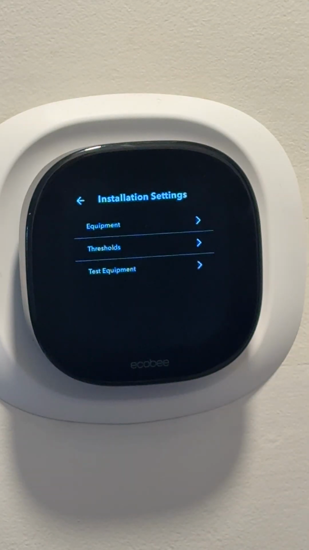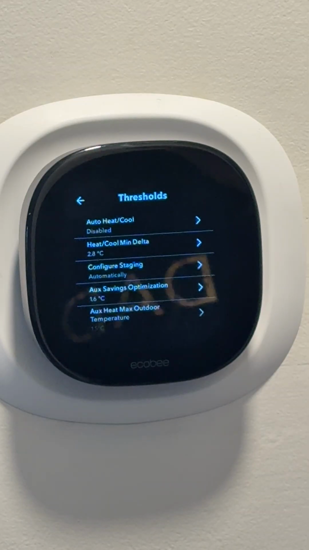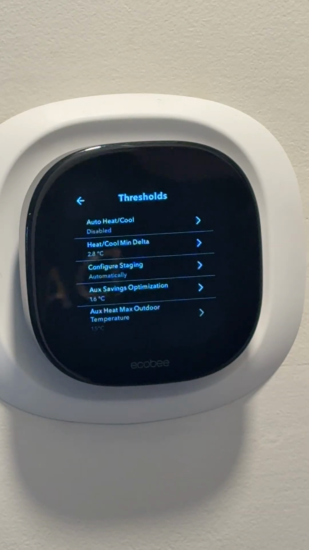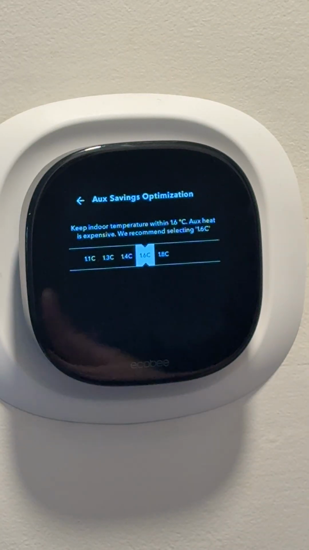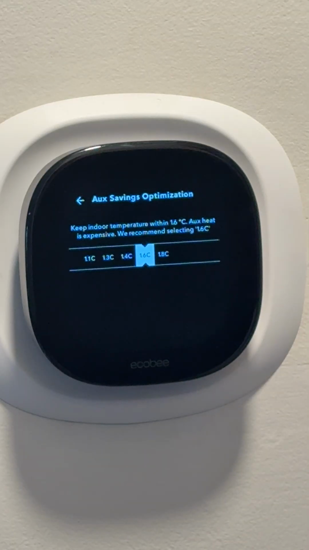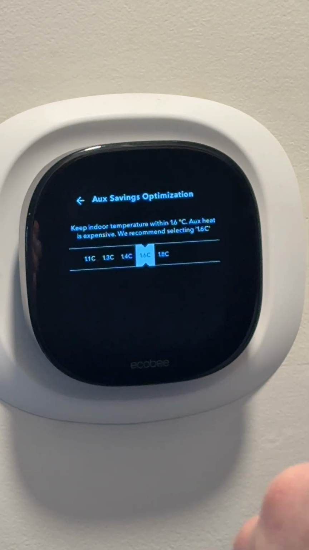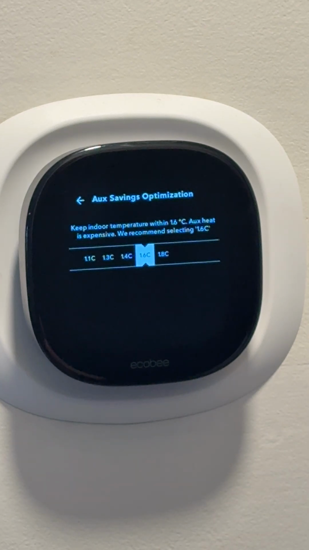To adjust our heat pump settings, we're going to go to threshold. I'm going to start with aux savings optimization just because it's going to demonstrate what's wrong with the Ecobee default settings compared to what we're going to do. That 1.6 is the temperature differential. So if the house was 20 degrees and it dropped more than 1.6 degrees, so 18.4, the auxiliary would turn on.